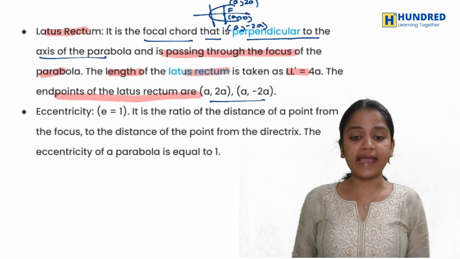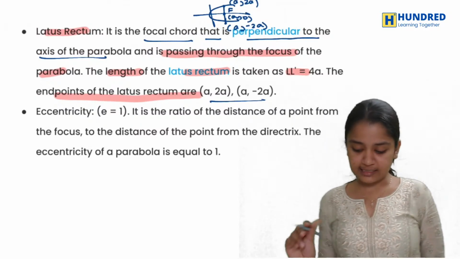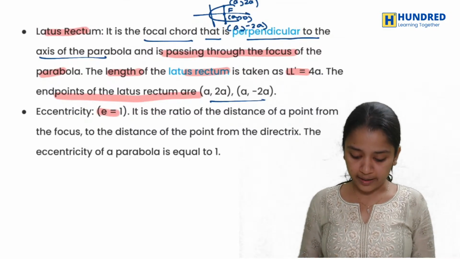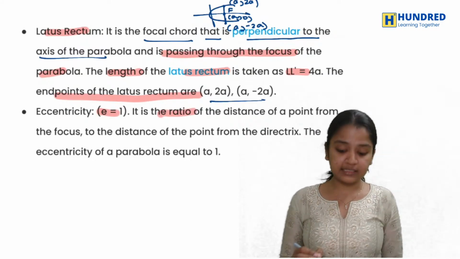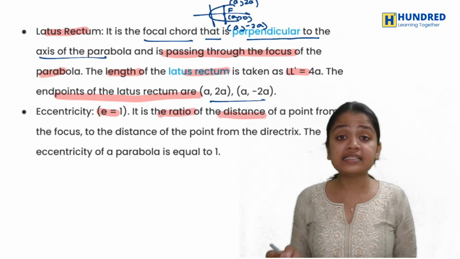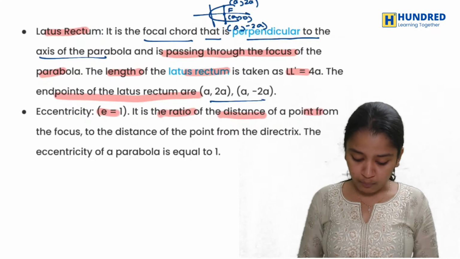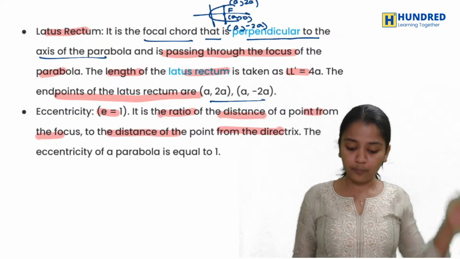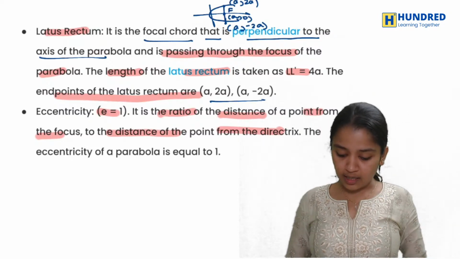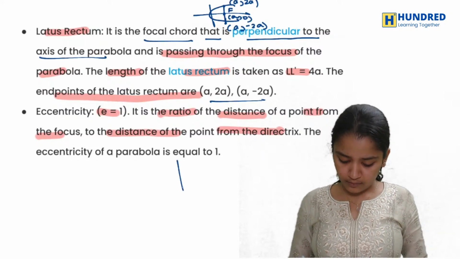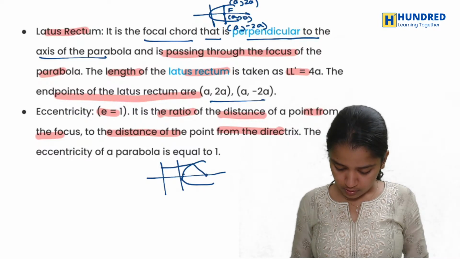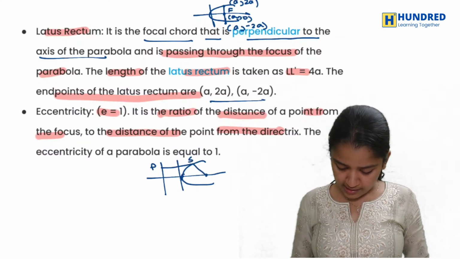So what is my eccentricity? Now let's talk about our eccentricity. Eccentricity e is equal to 1. What is eccentricity? It is the ratio of the distance of a point from the focus to the distance of the point from the directrix. So basically, if you take, as I already told you, I'm taking it as P, S, Q.